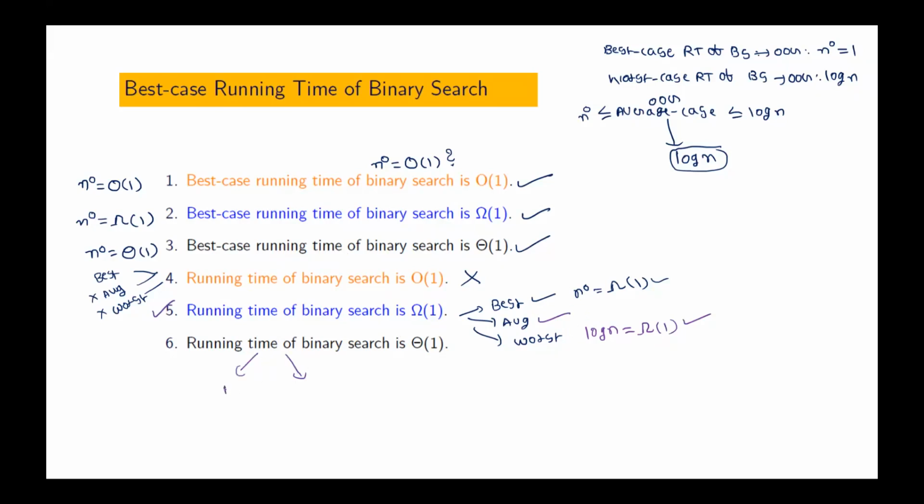Okay, we talk about only best and worst. Average, we need not even consider. That's what I said, no? In the best case, what is the order of growth? n power 0, theta of 1. Is this correct or not?